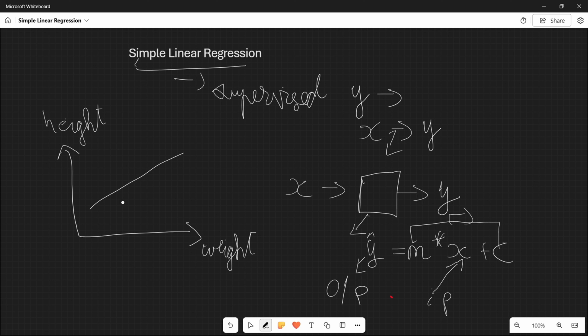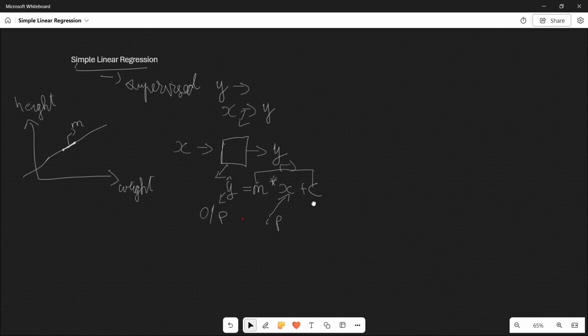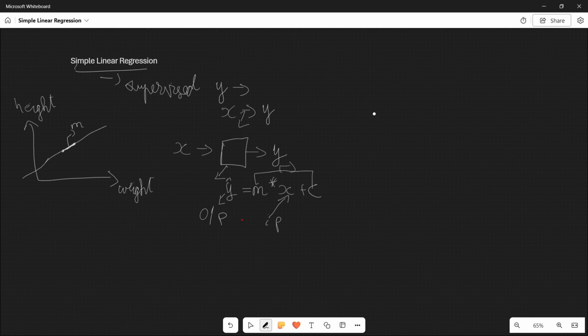So this is a simple linear regression, and you can specify the slope, which is the slantness of the line. You can see this particular shaded portion is the slope. And what about the intercept? The intercept is where this linear regression line intercepts the y-axis. So I think it's clear now what the equation y = m x + c means.